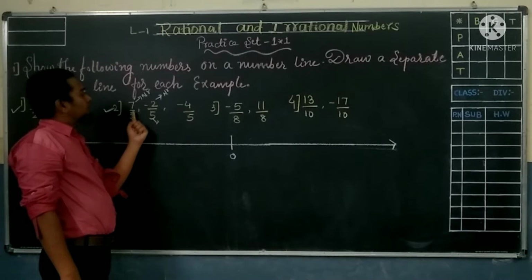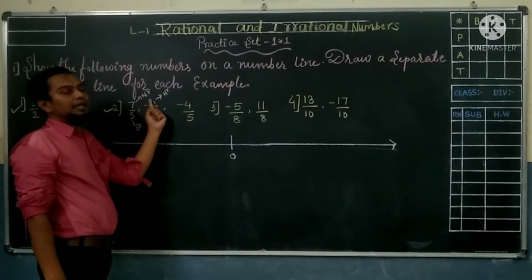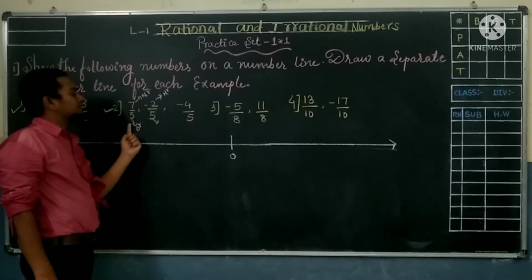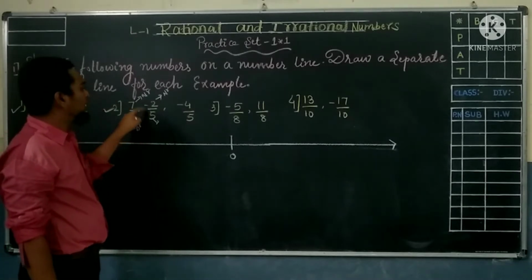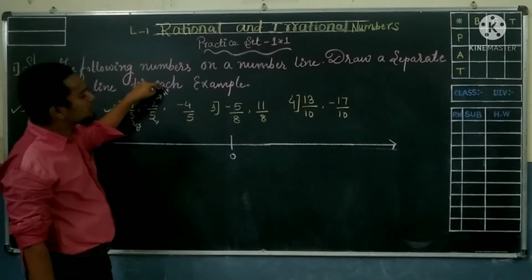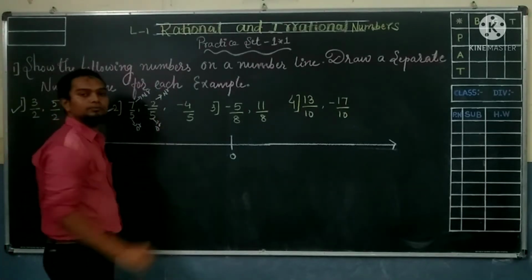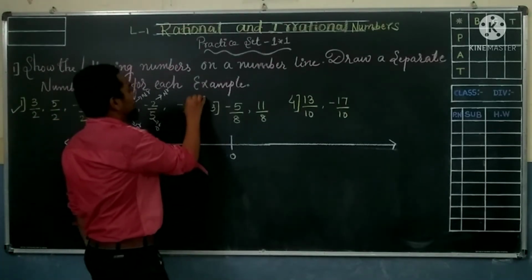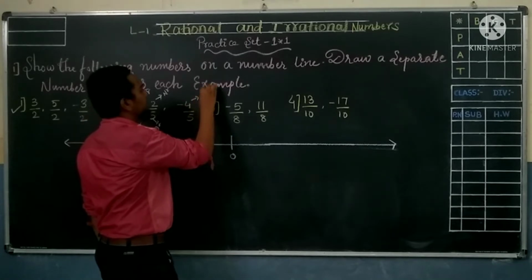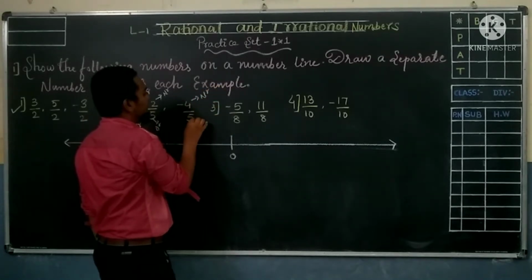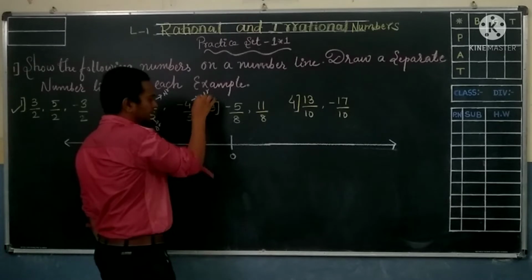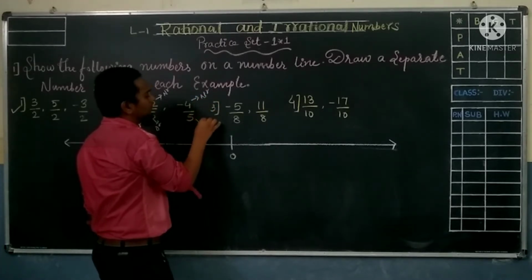The numbers are 7 upon 5, where 7 is the numerator and 5 is the denominator; minus 2 upon 5, where minus 2 is the numerator and 5 is the denominator; and next, minus 4 upon 5, where minus 4 is the numerator and 5 is the denominator.